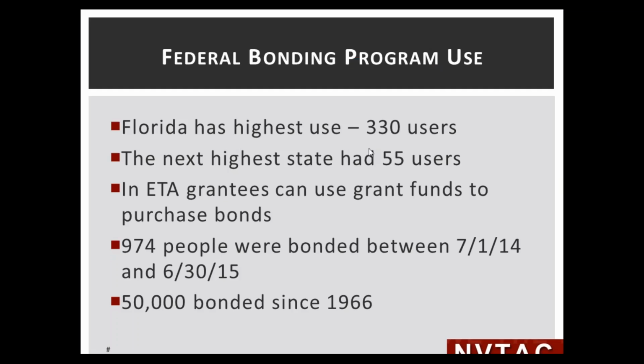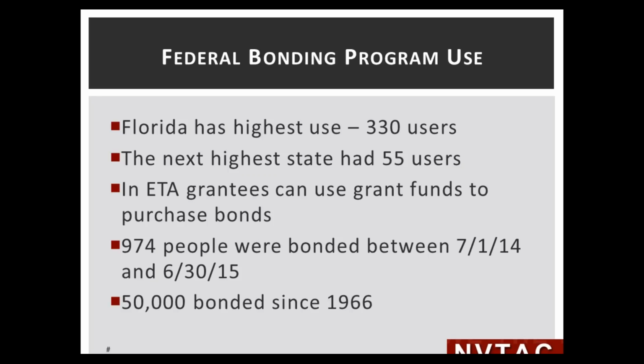I just wanted to let people know that, as Tom mentioned, the bond program has been around since 1966, and there's been a fair number of users. That 50,000 represents about 1,000 people per year who are making use of the bond across the country. It sounds like a fair number, but there are a lot more potential beneficiaries of the program than are using it.